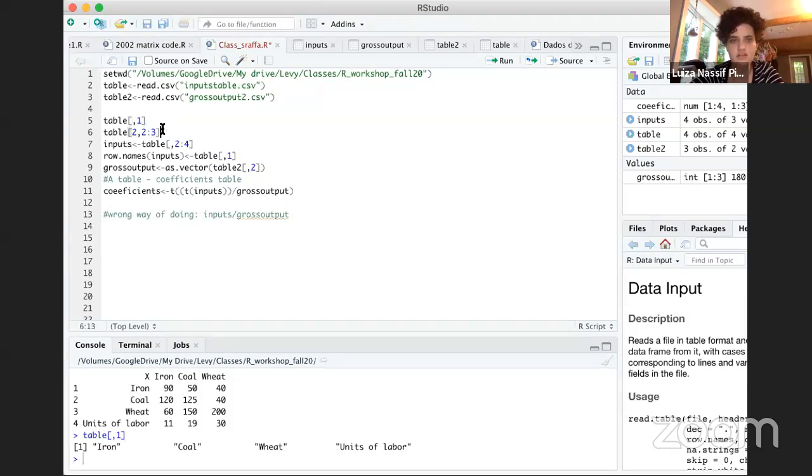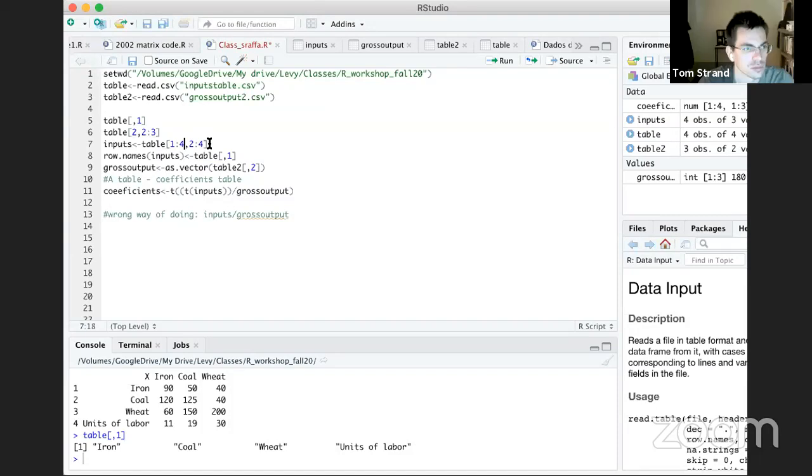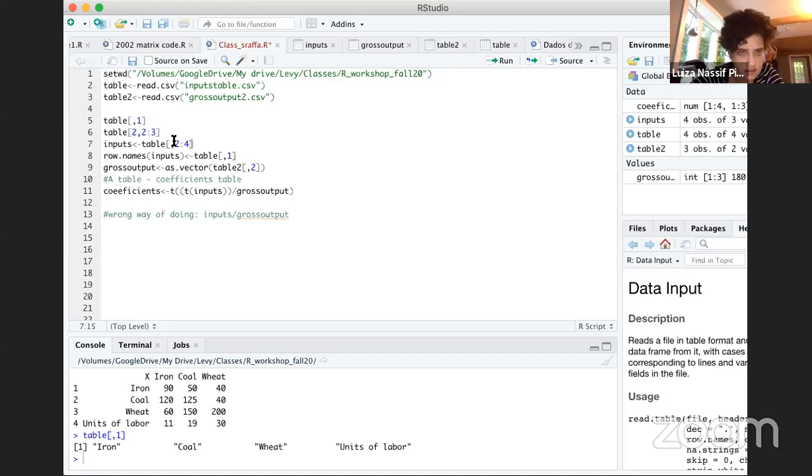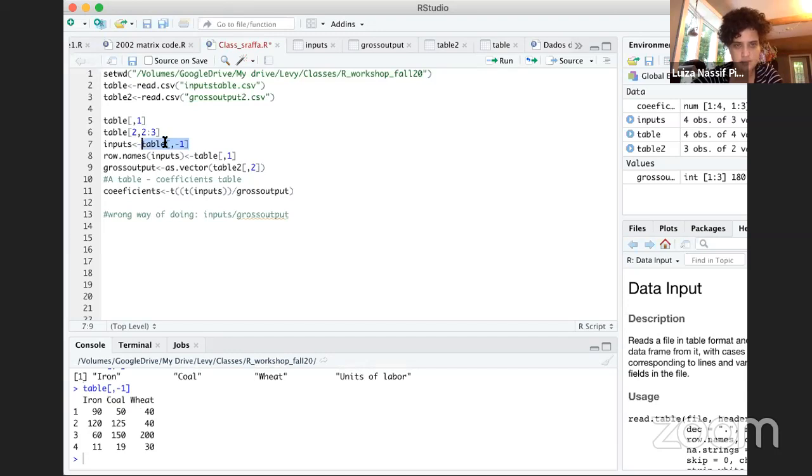So the first thing I do, this line here, I'm just getting rid of the first column. When I do just a comma here, this reads as take all rows. So this is the same as saying 1, 2, 3, 4 rows, right? So all rows, but all columns but the first, which I think you could also have done like this, -1. The same thing, so there are multiple ways of writing this, right? 2 through 4. So mainly what I'm doing here is I'm excluding the first column. That's what this does.